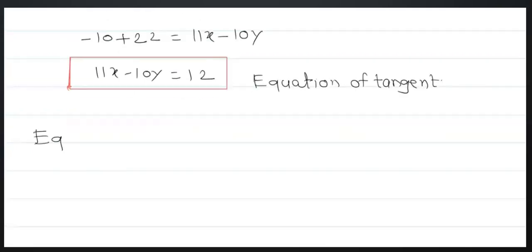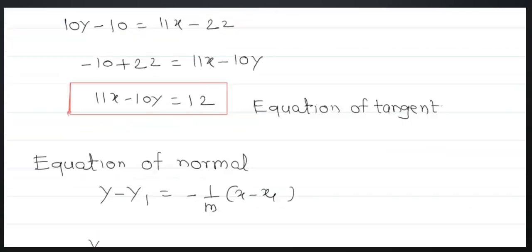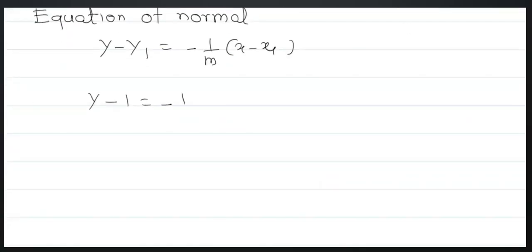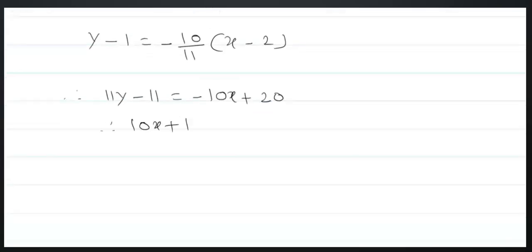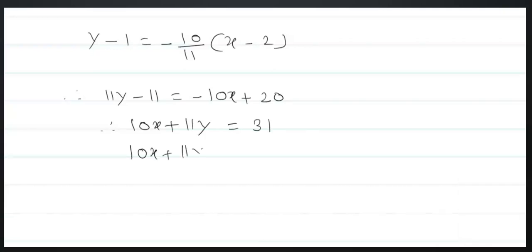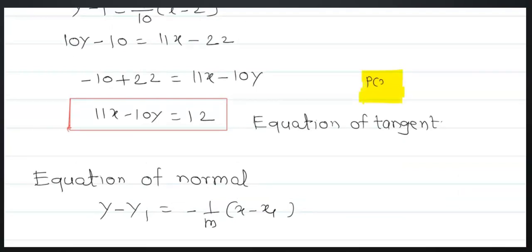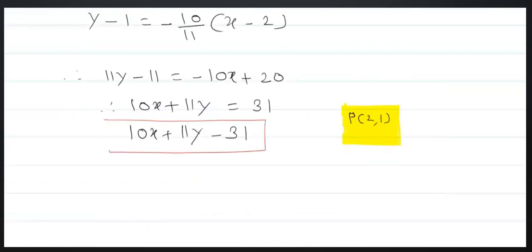This is the equation of the tangent. Next is the equation of the normal. y minus y1 is equal to minus 1 upon m in bracket x minus x1, and substitute the values. Therefore, you will get 10x plus 11y is equal to 31. I had written that there; I had taken the point 2 comma y. The point is 2 comma y. Therefore, the answer for the type 2 is different.